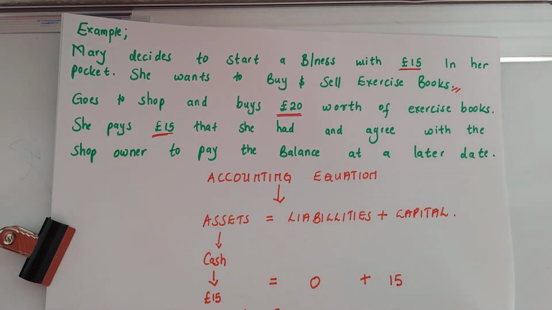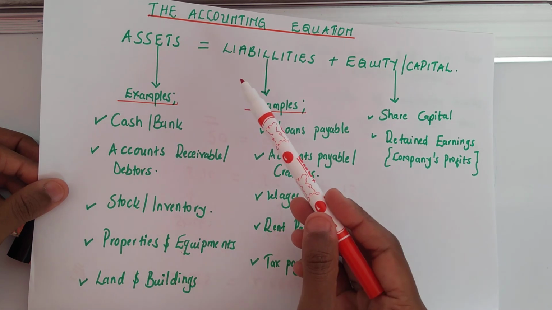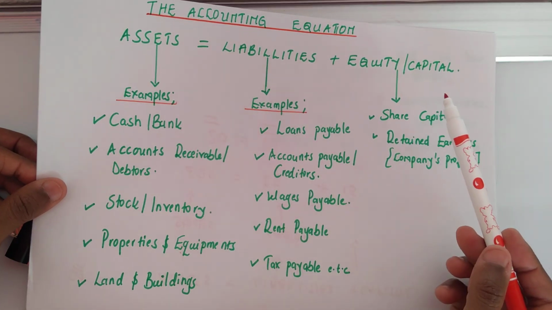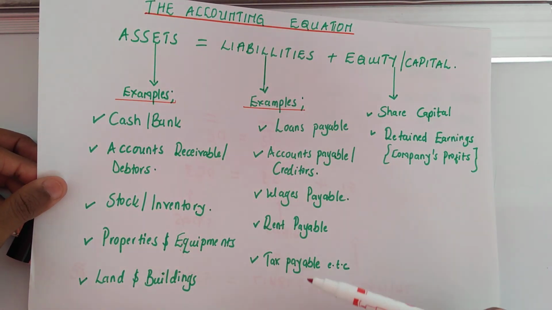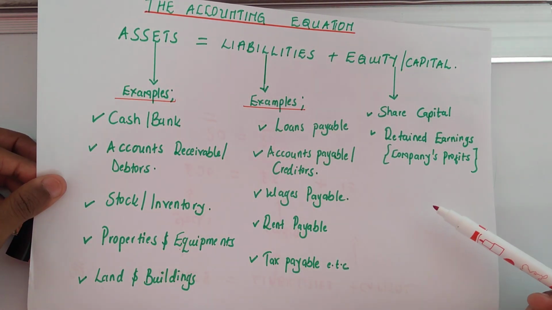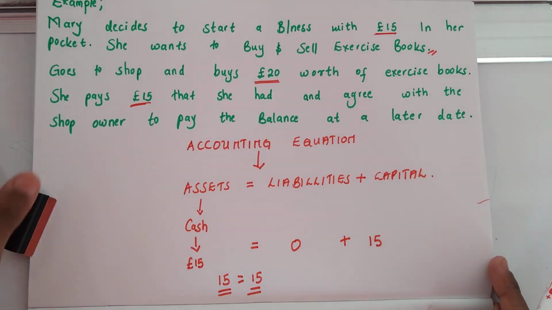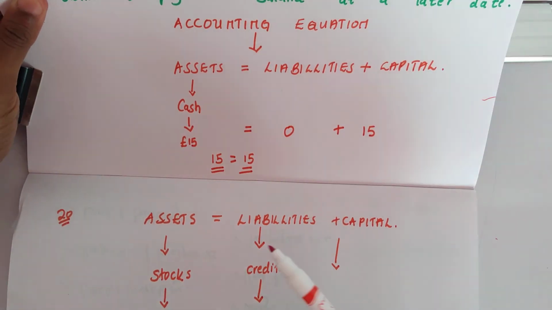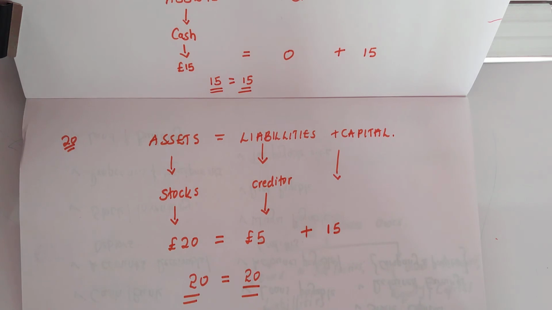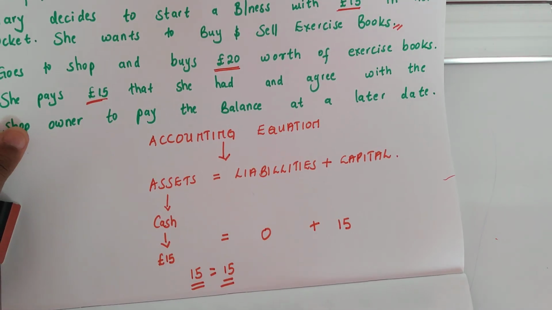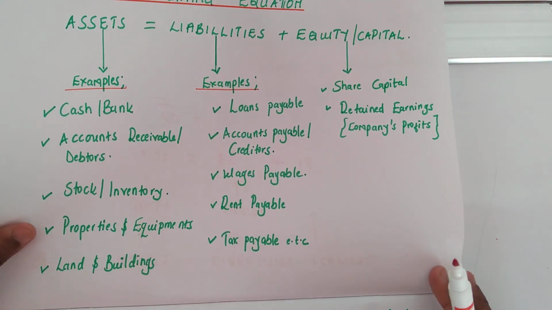So to recap quickly, the accounting equation: assets equals liabilities plus equity or capital. We know what assets are, we know what liabilities are, and we know what capital or equity is, and we know that both sides have to be equal at any point in time, and that is the accounting equation. I hope you've understood.